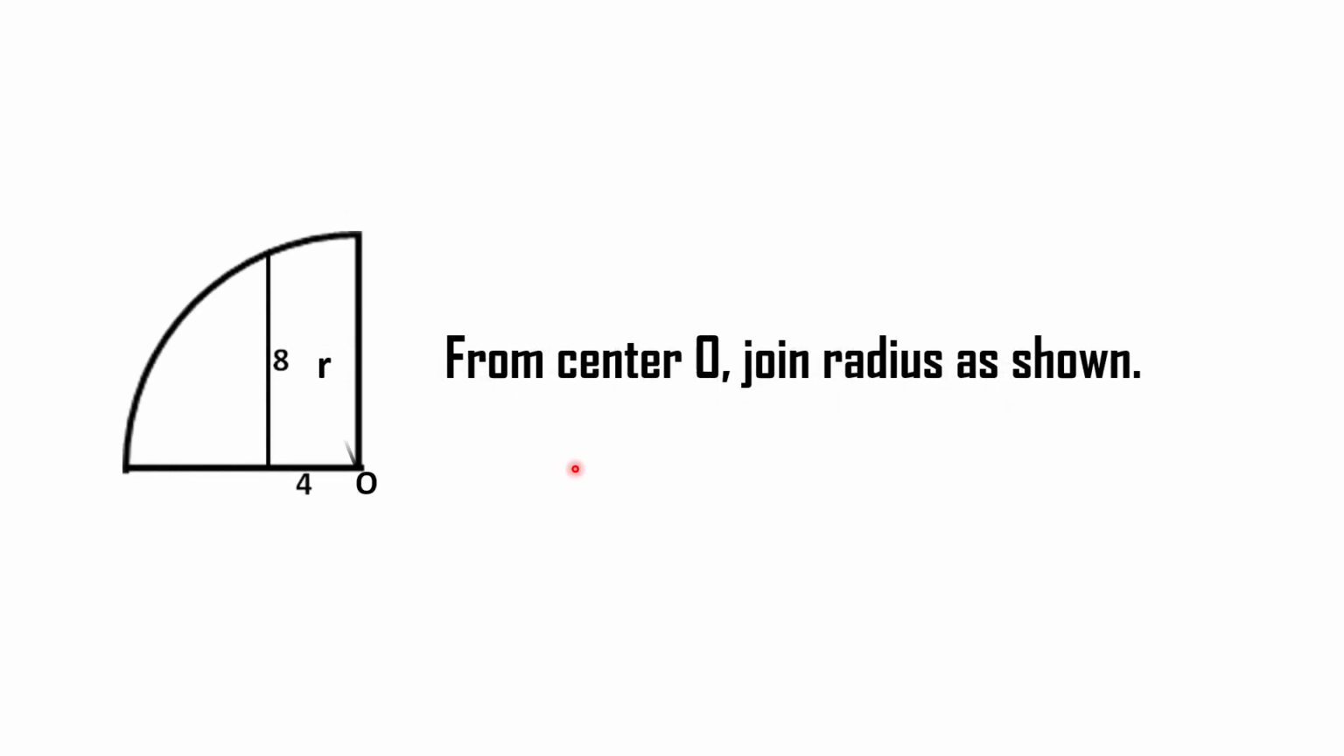Now from the center O, join the radius as shown. You can see the animation. From the center O, we join the radius. It will meet the vertical line at the circumference of the quadrant. So from O, we draw the radius as shown. So this radius meets the top of the line segment marked 8 units at the circumference of the quadrant.